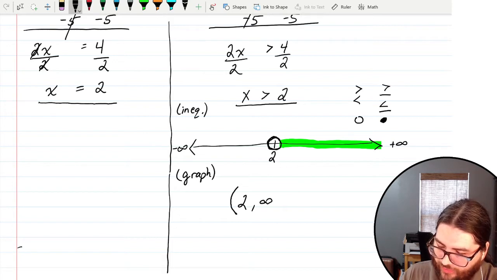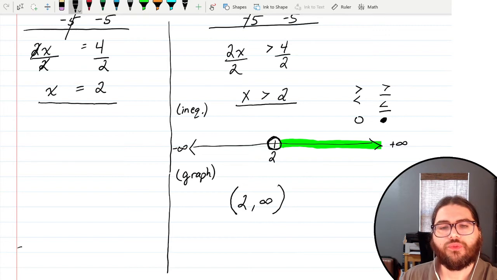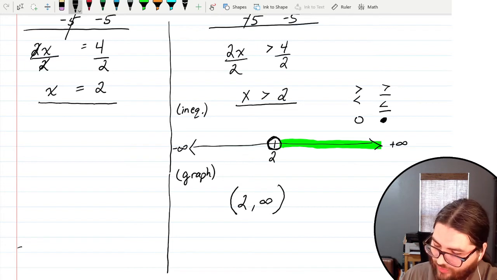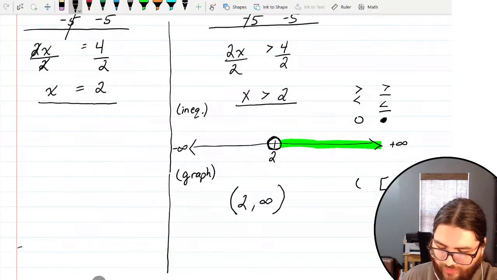On the left side, infinity always gets open, always gets parentheses. On the right side, if I needed a quote unquote closed circle in parentheses, the symbol would be square brackets. Square bracket left side, square bracket right side.